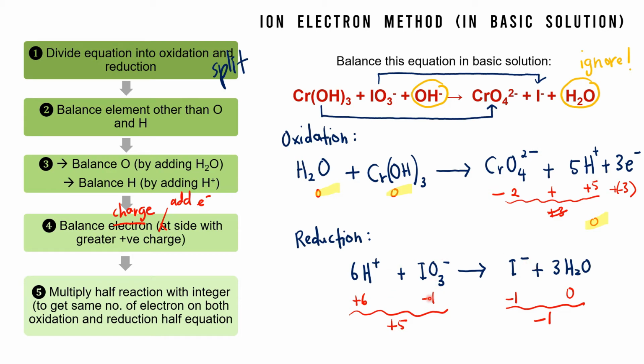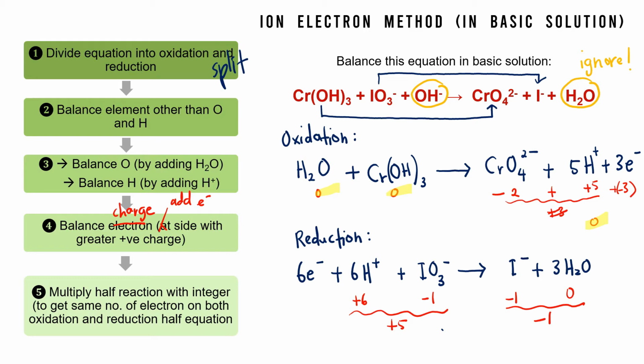So to balance the charge, apa you kena buat? You have to add electron at the side with greater positive charge. Which side yang having greater positive charge? Yes, of course yang sebelah kiri. Okay, so you have to add elektron yang di sebelah kiri. Nak tambah berapa banyak elektron? Tambah elektron supaya the value of charge nanti akan equals to yang kecil ni. Okay, yang di sebelah kanan ini. So, in this case, you have to add sebanyak 6 electrons.